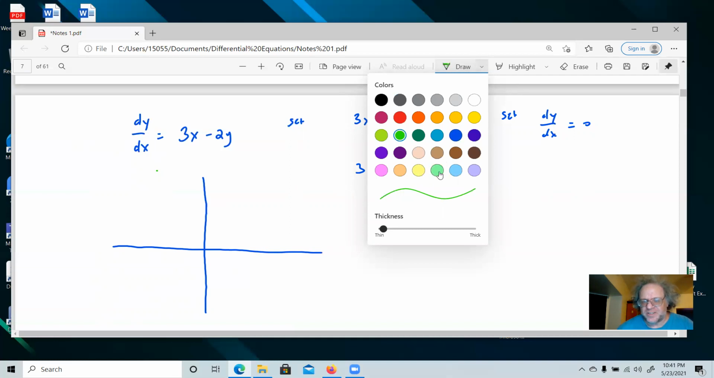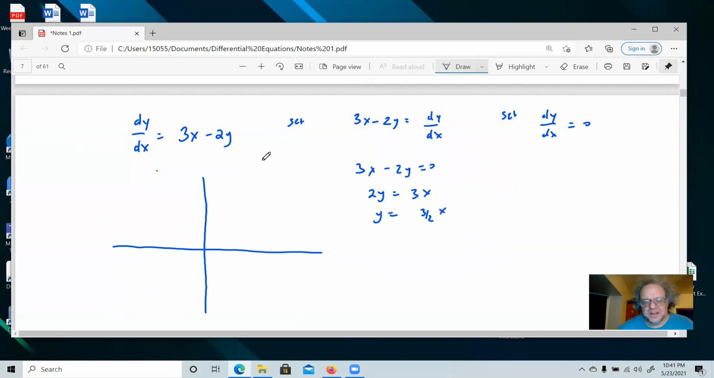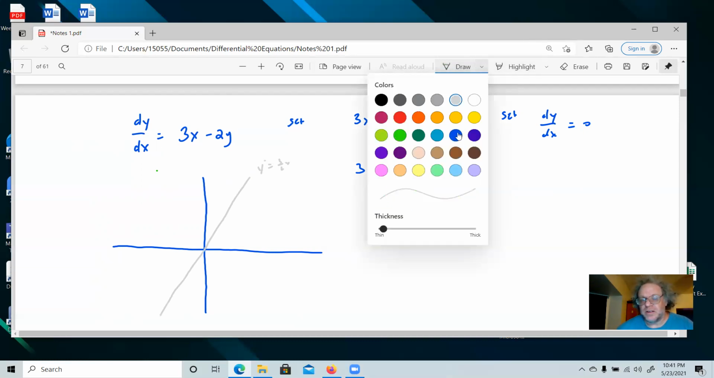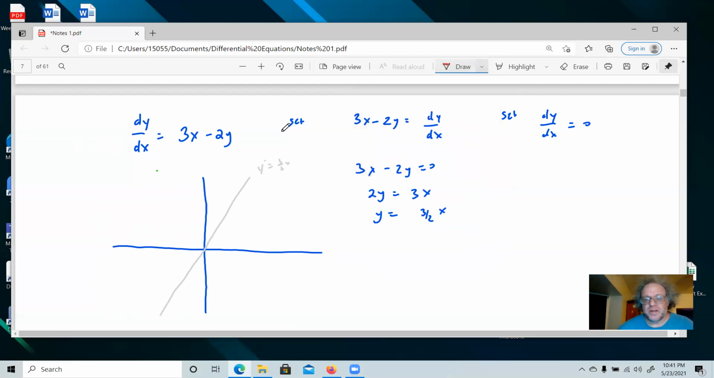So let me pick a nice light color. I know this is terrible, right? Something like that. We'll say this is y is equal to 3/2 x. But what was the slope for that? Well, the slope for that, dy by dx, was equal to 0. So I'm going to draw my little line segments to have 0 slope here. But you're not going on the points that we were supposed to go on. Yeah, I know. This is sloppy.